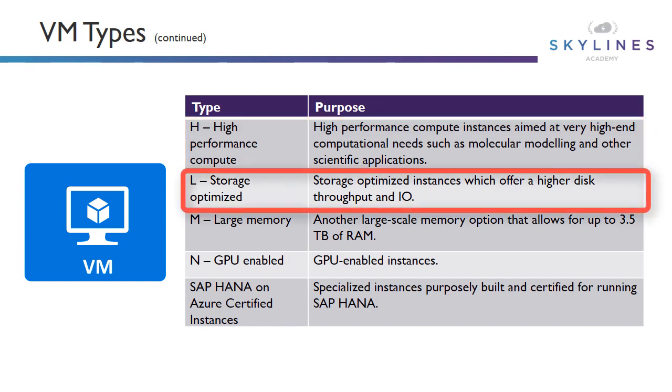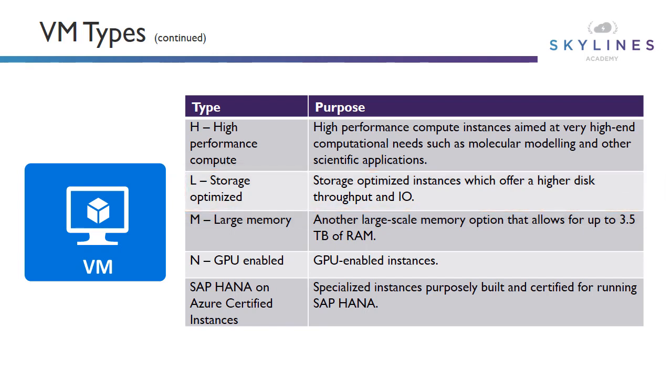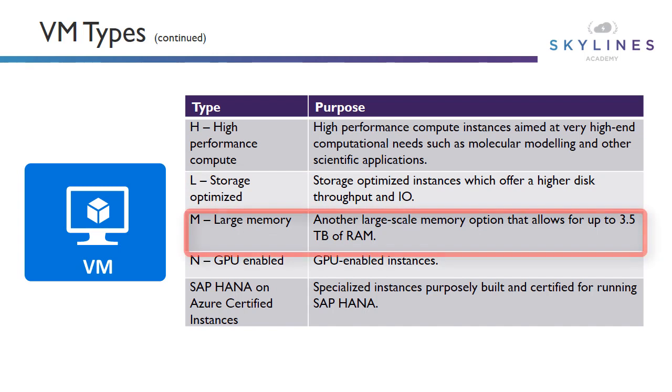The L series is for storage. I remember this as L for LUN, like in the traditional sense of storage. These are storage optimized with a high disk throughput and high I/O. Then we've got the M series, another very large memory series available. These go much, much larger than the E series. You can go up to 3.5 terabytes of RAM here.